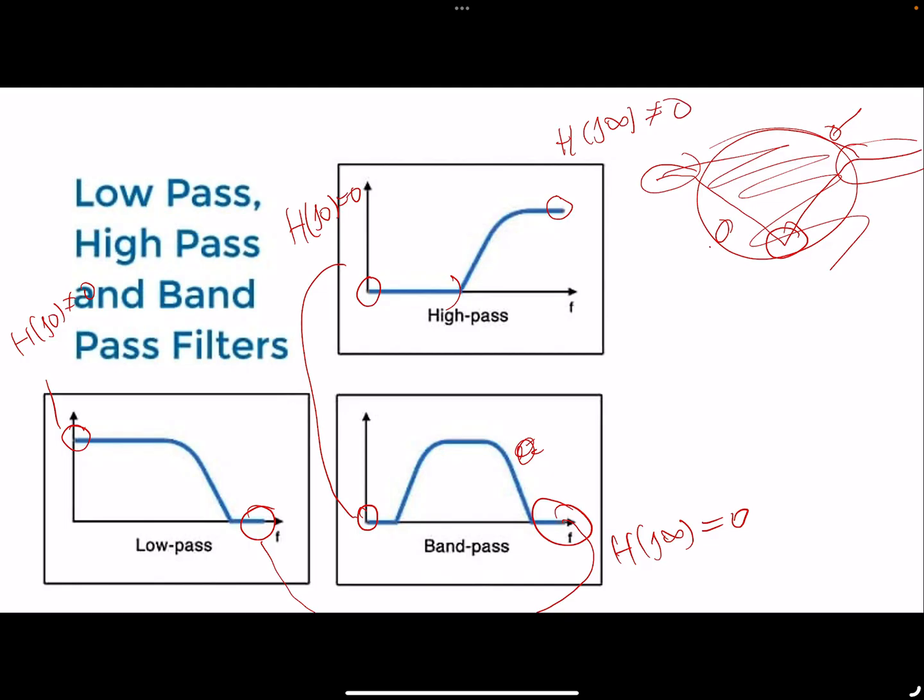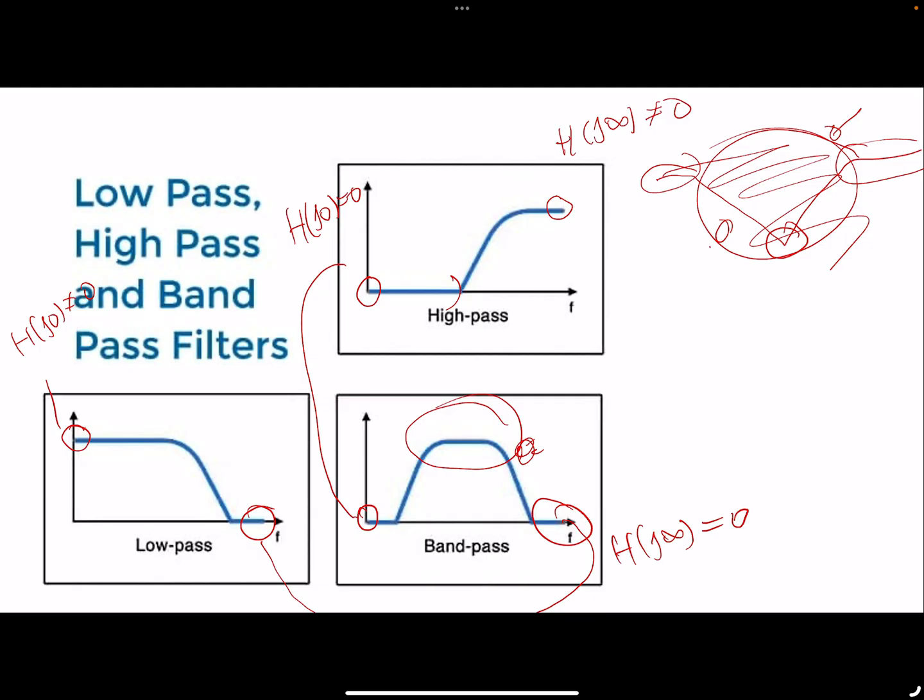So the name is fairly descriptive in the sense that a high pass passes high frequencies. So you expect that the high frequencies would have a non-zero frequency response. A low pass passes low frequency, so you would expect that low frequencies or zero frequency would have a non-zero response. And yeah, that's basically it. And then for a band pass, you just need a band of it to be non-zero.